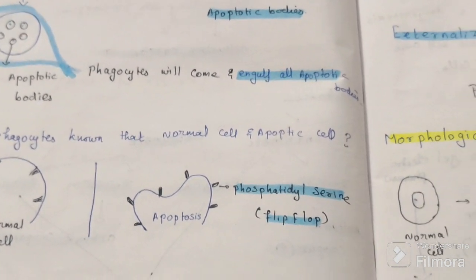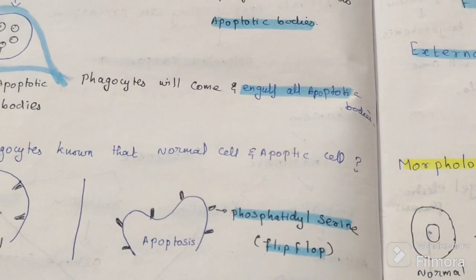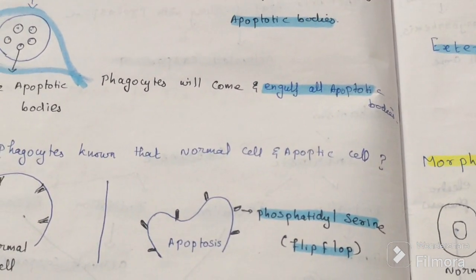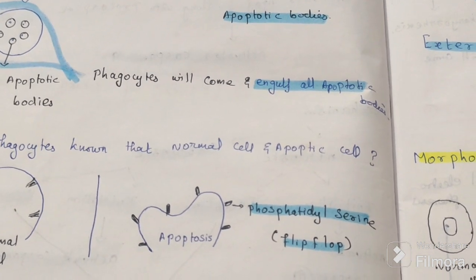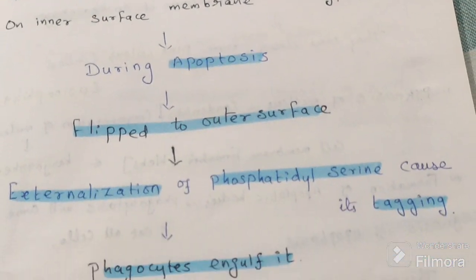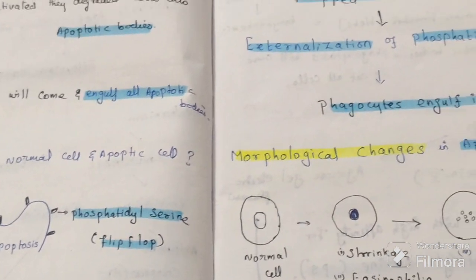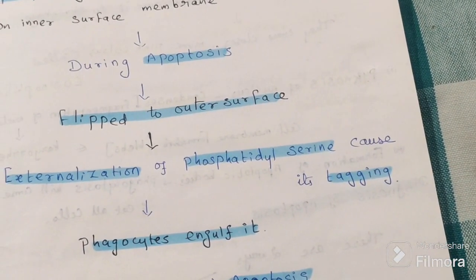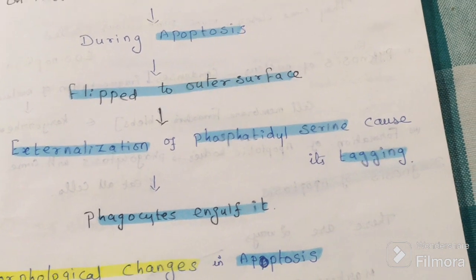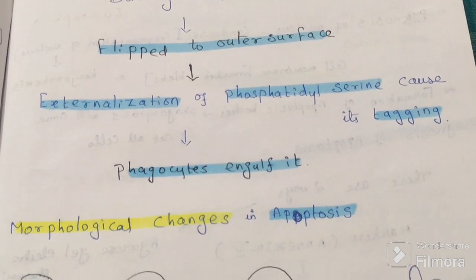So phosphatidylserine is presented on the outer surface. When phosphatidylserine is presented outside, phagocytes engulf the cell; when it is presented inside, they do not engulf. So phosphatidylserine acts as a marker for phagocytes to eat. When phosphatidylserine is presented on the outer surface, the clearance process starts, and the phagocytes will eat it.